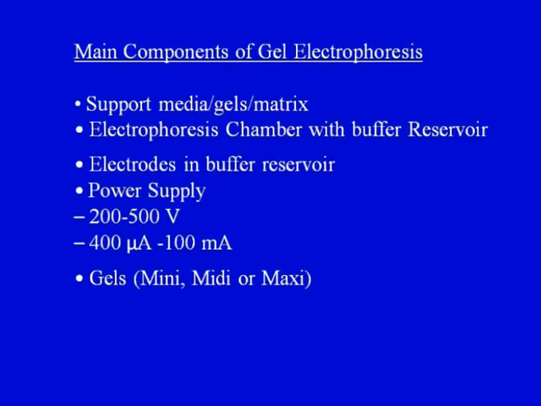The power supply could give you a power of 200 to 500 volts, or say 400 microampere to 100 milliampere, and so on. So, these are essential components of a gel electrophoresis setup, that is the electrophoretic apparatus, power supply and the gels.